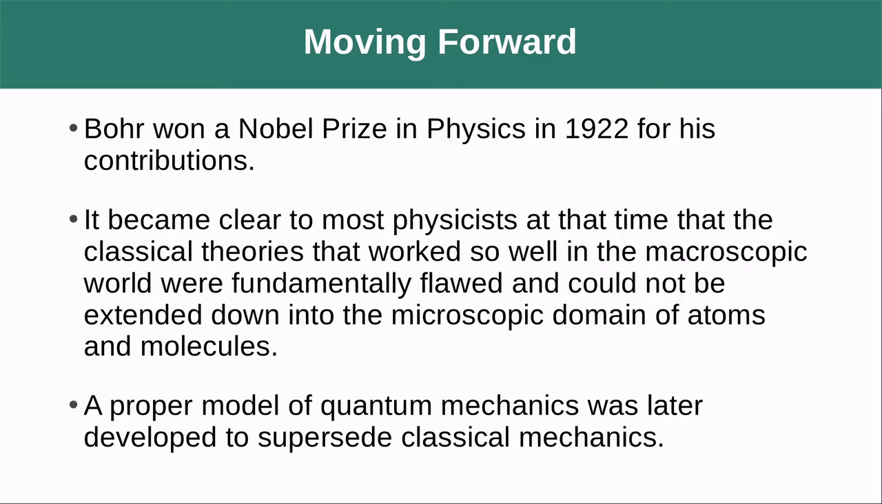Bohr won a Nobel Prize in Physics in 1922 for his contributions. It became clear to most physicists at the time that the classical theories that worked so well in the macroscopic world were fundamentally flawed and could not be extended down into the microscopic domains. A proper model of quantum mechanics was later developed that superseded the classical mechanics.